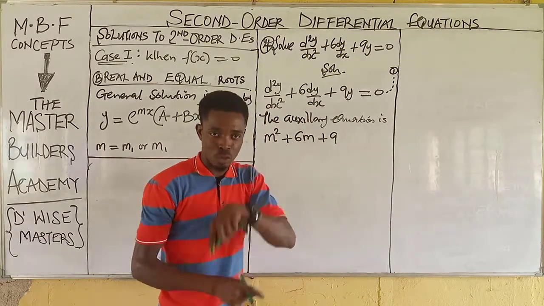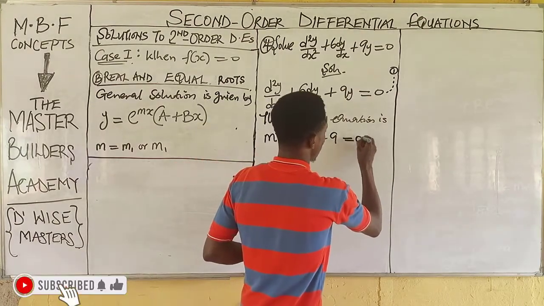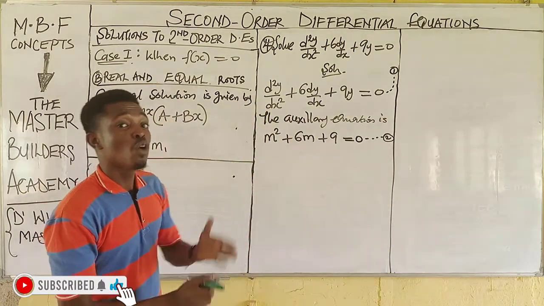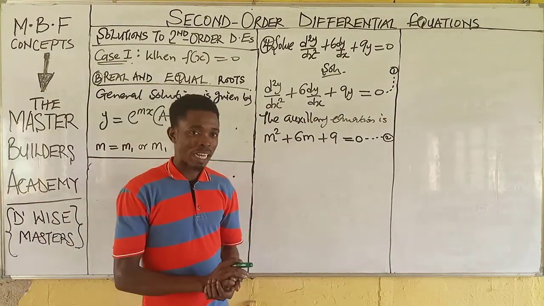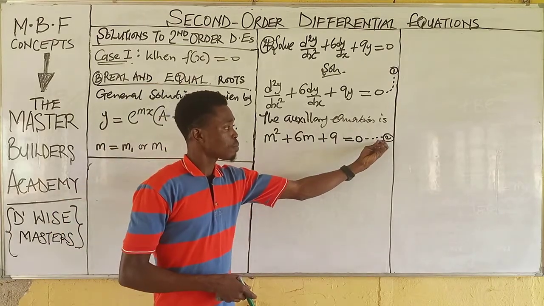So 9 times 1, or 9 multiplied by 1, is 9. Then this is equal to 0. This is equation 2. You see, it's very simple to deduce equation 2 from equation 1. Now we want to obtain equation 3 from equation what?